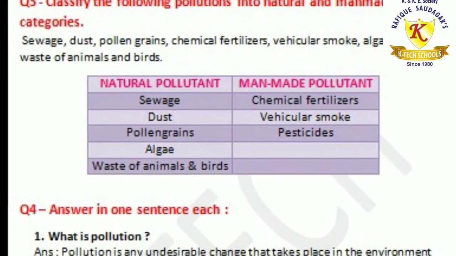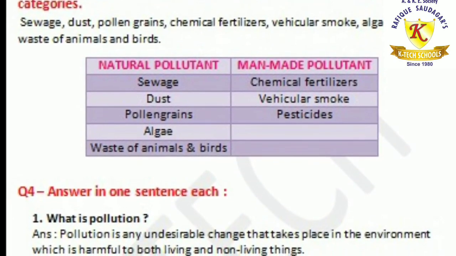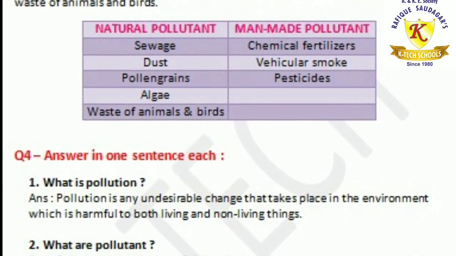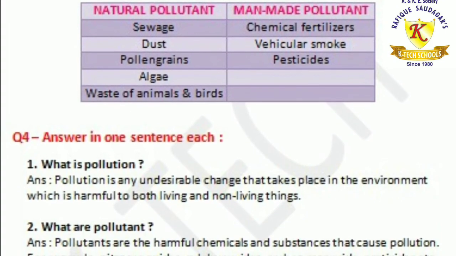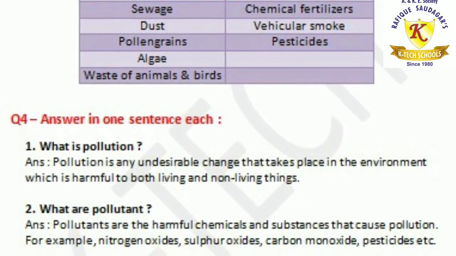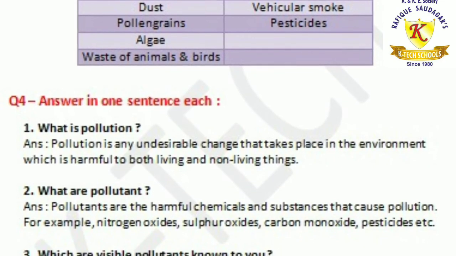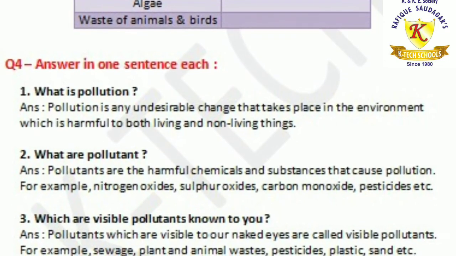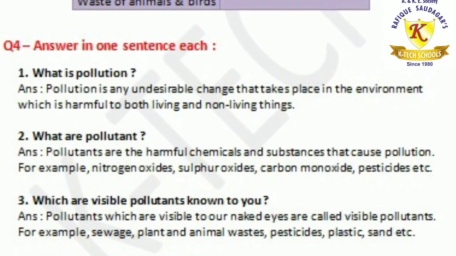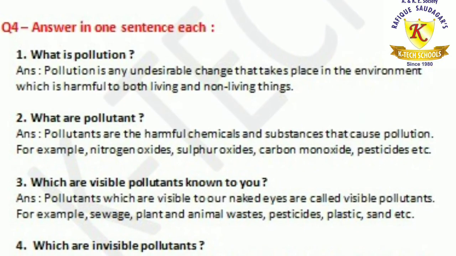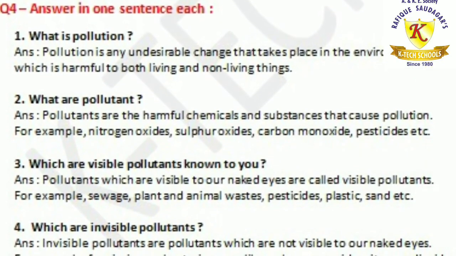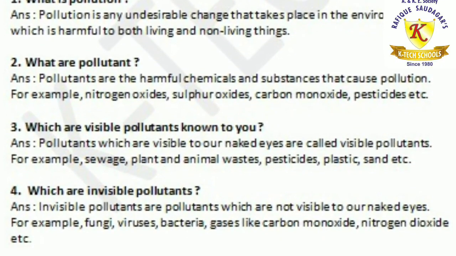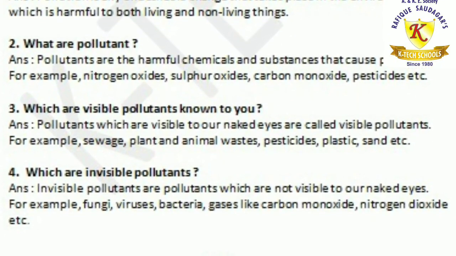Next we have to classify the following into natural pollutants and man-made pollutants. Some pollutants are given and you need to classify them. Next we have answer in one sentence each. Some questions are given, you need to answer them in one sentence. Like, what is pollution? What are pollutants? Which are visible pollutants known to you? And which are invisible pollutants known to you? Understood, children? Good.